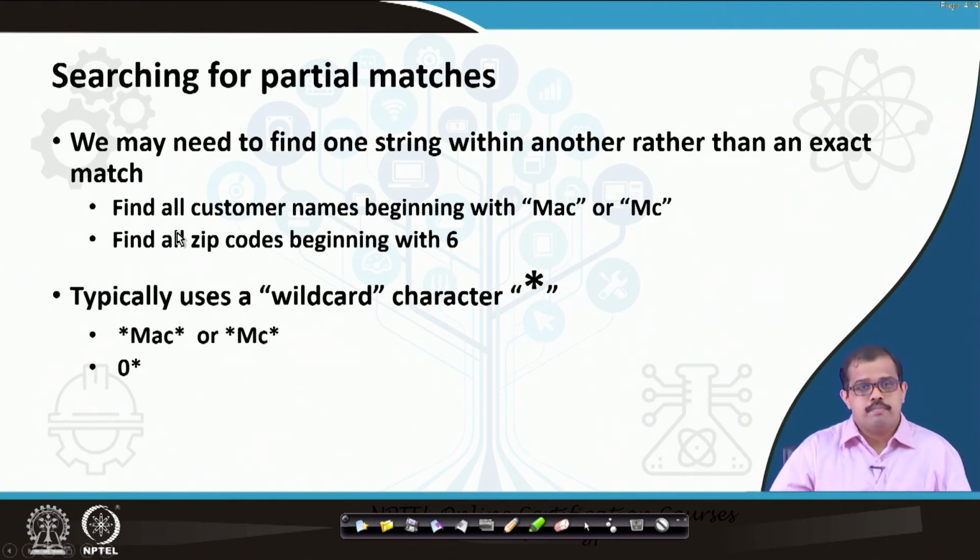So find all the zip codes beginning with 6. All those beginning with 6 will be listed. Normally when partial matches are involved, you don't know the other part. For example, McDonald, I don't know the Donald part. Let's say I know only Mac, so I'll write MC star.